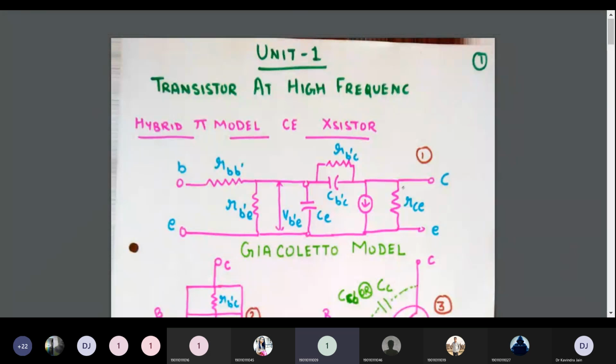I think Utsav is there. Utsav? Yes, sir. Spreading resistance. Spreading resistance, very good. So RBB dash is known as spreading resistance.